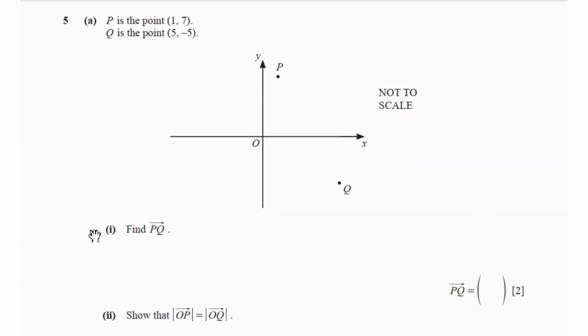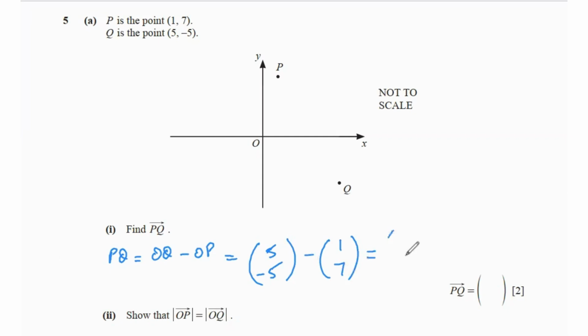And when you solve it, you should get 7/158. Question 5 says P is (1, 7), Q is (5, -5). Find PQ. So to find the vector PQ, we'll subtract OQ and OP, which is going to be (5, -5) minus (1, 7), and that's (4, -12).